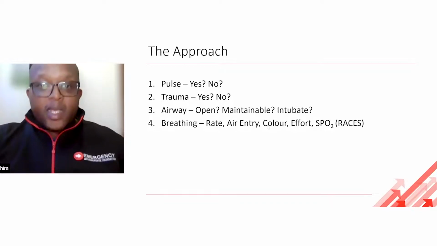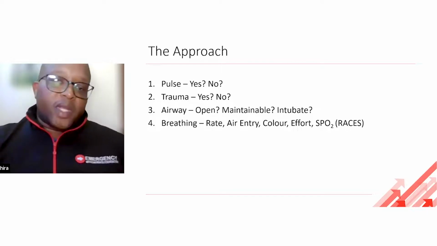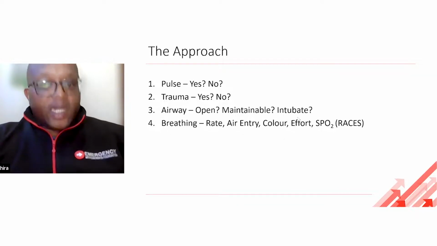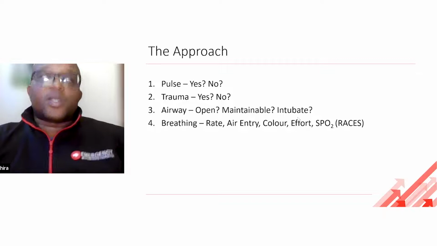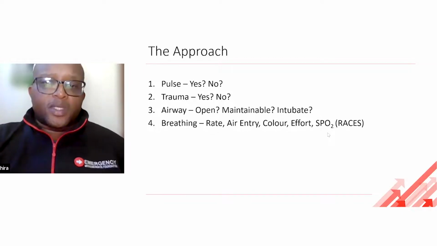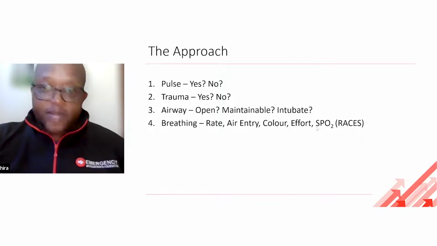Now, breathing. His rate was off. It was too fast. For his air entry, you'd have to auscultate to hear that there was equal entry bilaterally. He was looking a bit grayish in terms of color. His effort: he was struggling. You could see the intercostal recessions, and in an adult that is real struggle. But his saturations are fine. So saturation was fine.